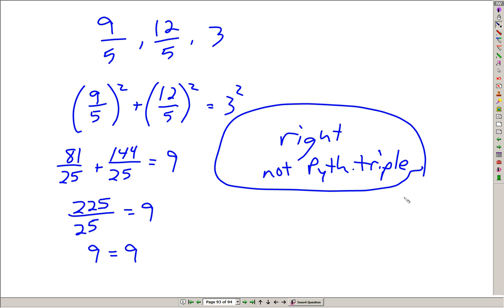So use the Pythagorean theorem. A squared plus b squared equals c squared. C is the hypotenuse, a and b are the legs.